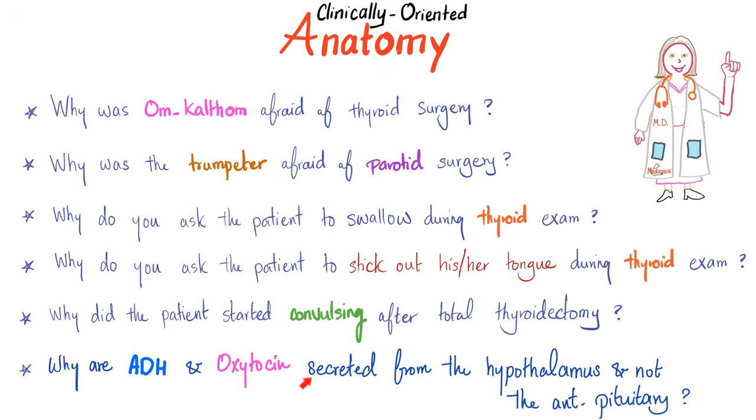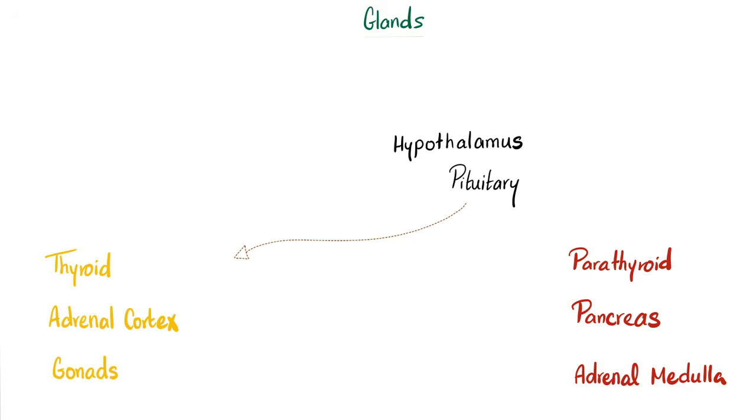Why are ADH and oxytocin secreted from the hypothalamus and not just from the anterior pituitary like all the others? I will use economics to teach about Sheehan postpartum necrosis, and I'll tell you should be bloody careful before you cut the splenorenal ligament. So here are the glands that we'll talk about throughout this series.